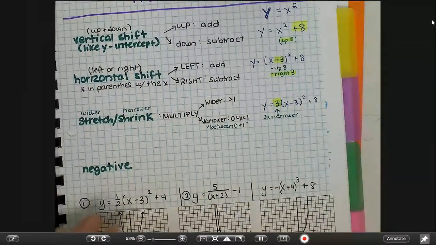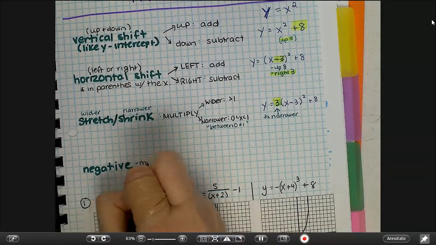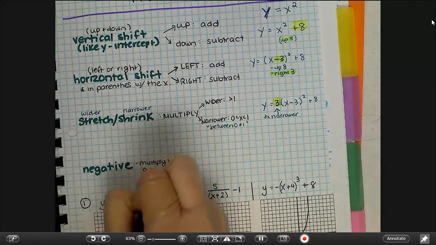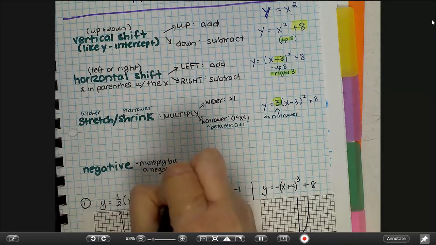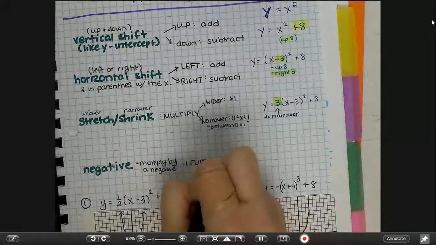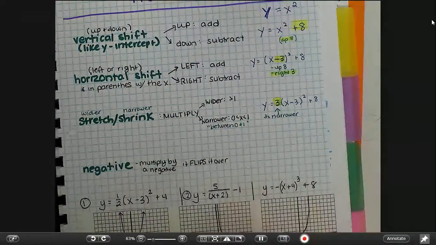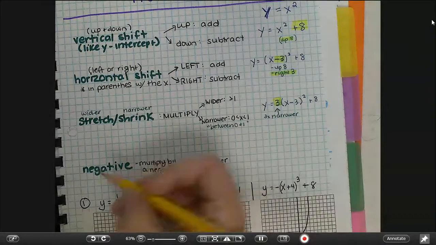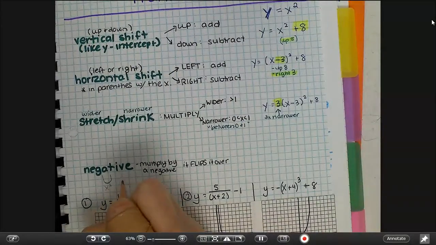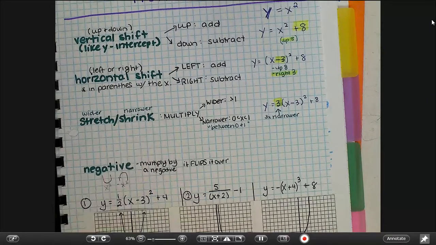And the other thing that we can control is negative. So if we multiply by a negative, it flips it. All right, so instead of, for example, a parabola being this way, up, this is x squared, negative x squared would look like this. So it just flips it over.